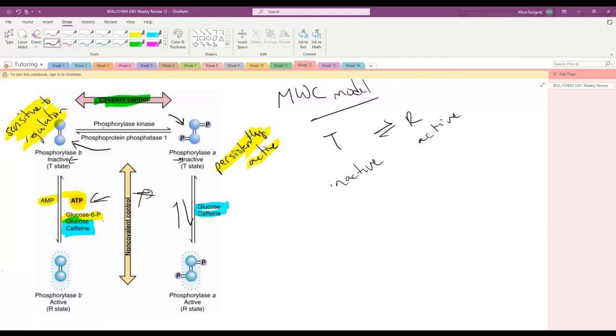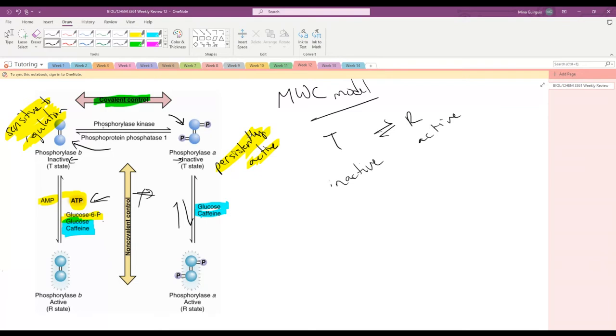ATP has high energy bonds that we can use. I keep saying it is energy. That's not entirely accurate, right? So ATP provides energy. Glucose 6-phosphate provides ATP. Therefore, they can inhibit phosphorylase B because when we have these in our bloodstream, we don't need more phosphorylation, or we don't need more glycogen breakdown.